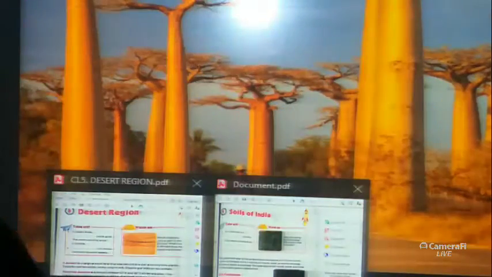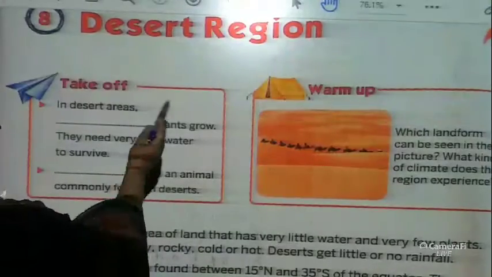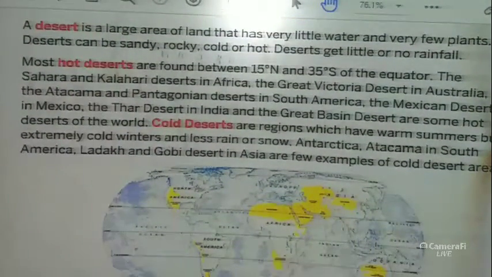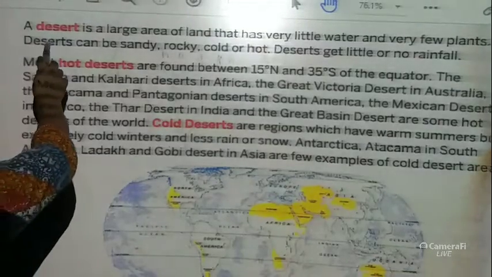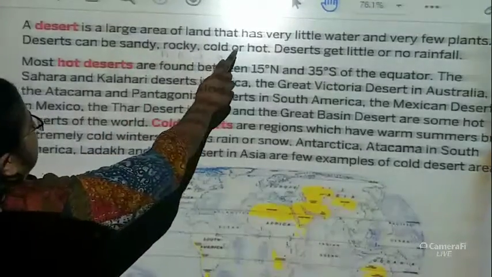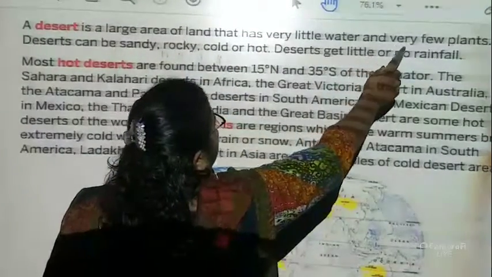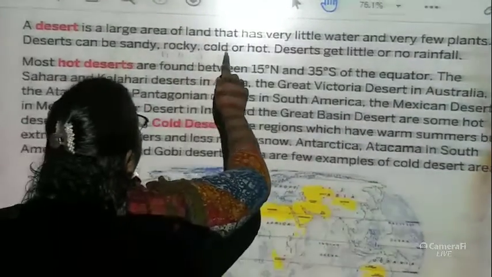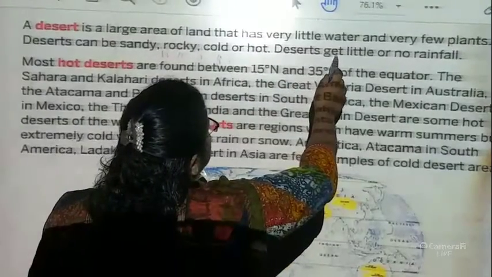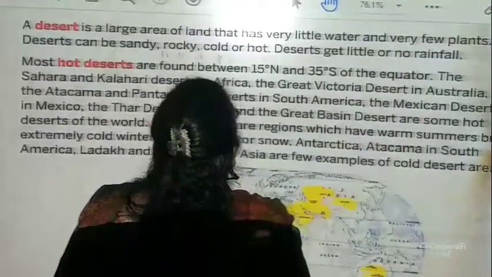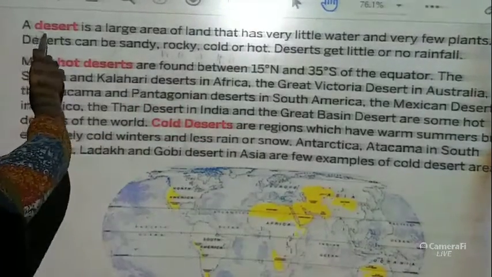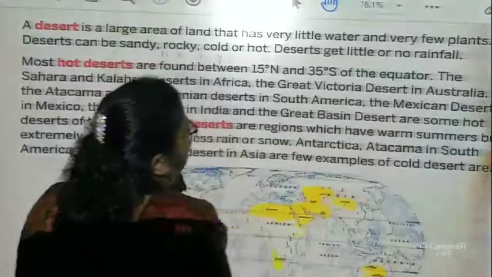Okay, now let us start with the chapter, deserts. The desert region. Wherever I ask you all to underline, please underline. A desert is a large area of land that has very little water and very few plants. A desert can be sandy, rocky, cold or hot. Deserts get little or no rainfall. Now children, let us underline from here, a desert, till no rainfall.